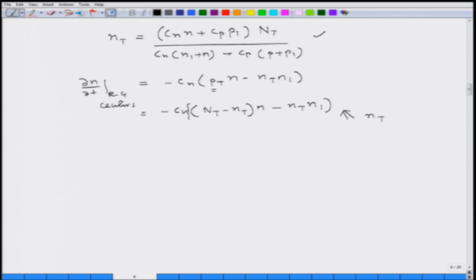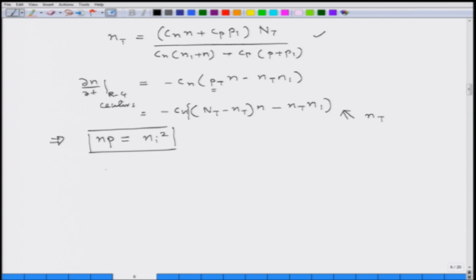Now, the equation becomes, as you can see, a long equation, because the number of traps with electrons starts running into 3-4 lines. So, instead of writing all the lines, let me give you the final answer, which you can check. In order to get the final answer, I am going to make the substitution that n p is equal to n_i square, which we know in equilibrium is always true.